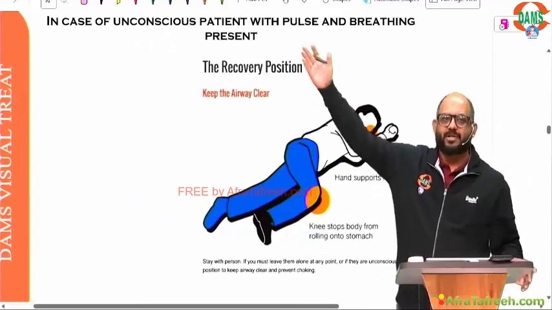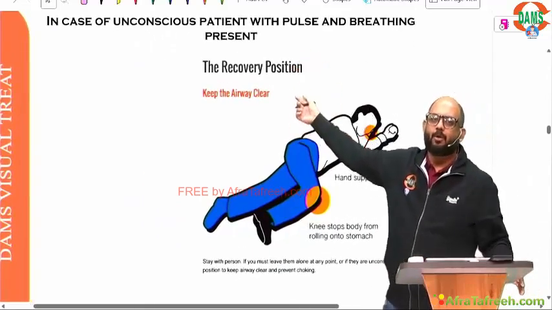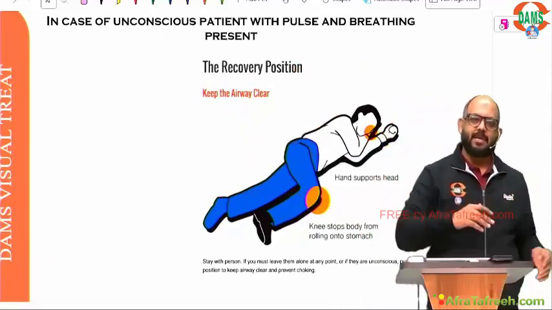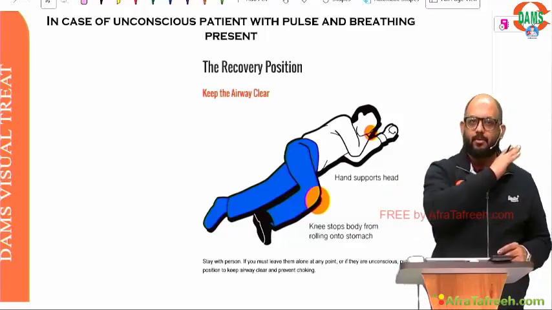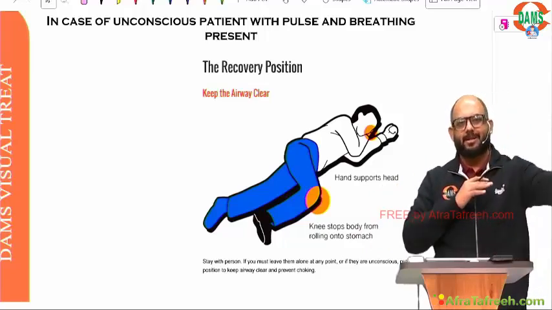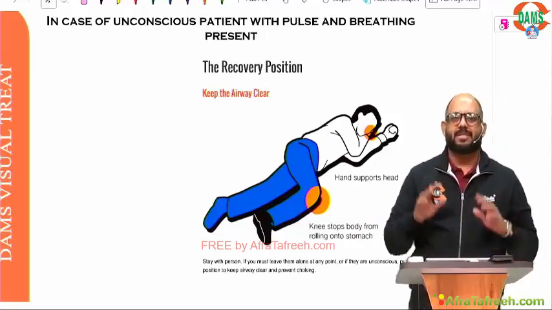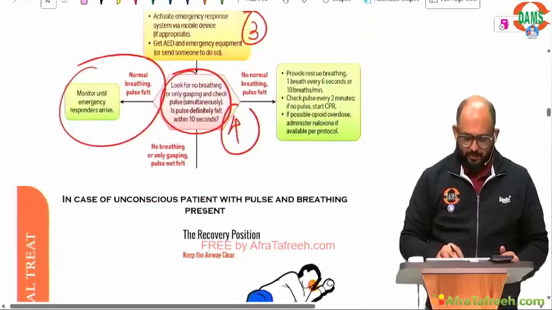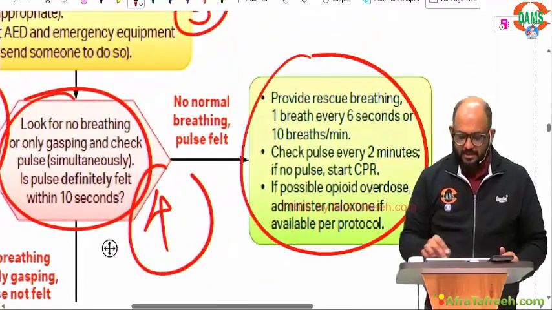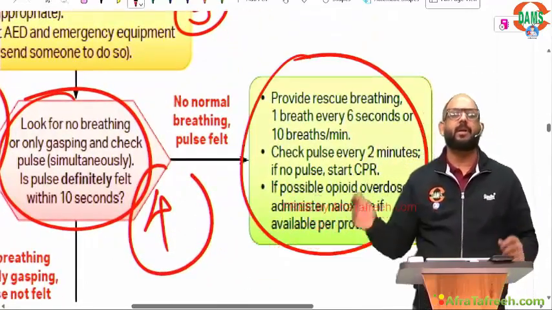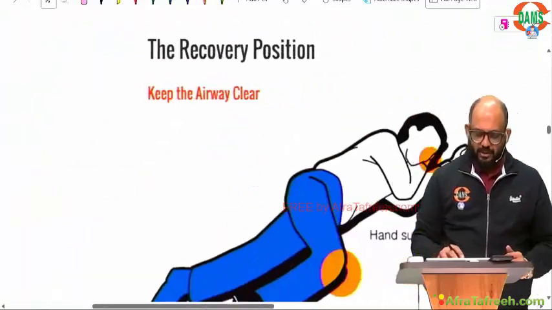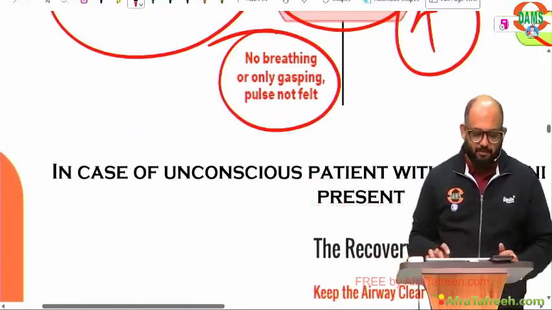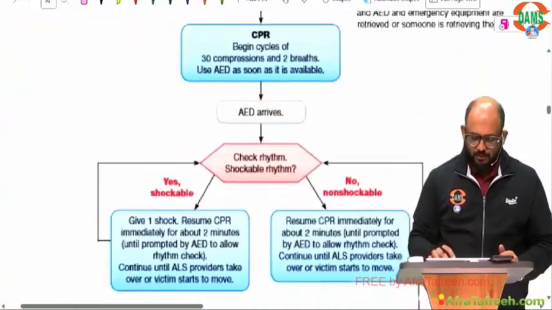So unconscious patient with pulse and breathing present, you put him in recovery position. Recovery position. You turn on one side, one hand below the cheek, another hand straight, one leg over the other. Safest position for an unconscious patient with pulse and breathing. Second is rescue breaths. That is when pulse is present but no breathing. So you will simply give rescue breaths, and only when there is no pulse, no breathing, or only gasping breathing, then you will start CPR.